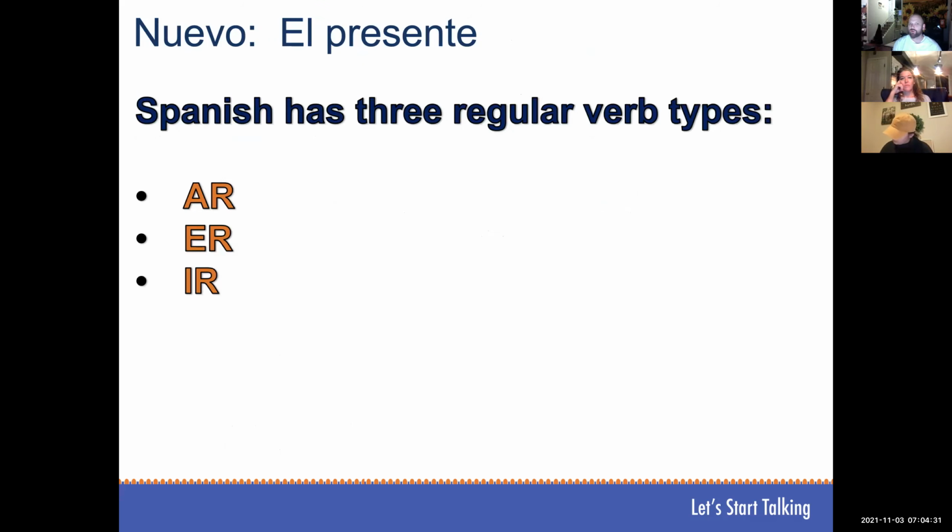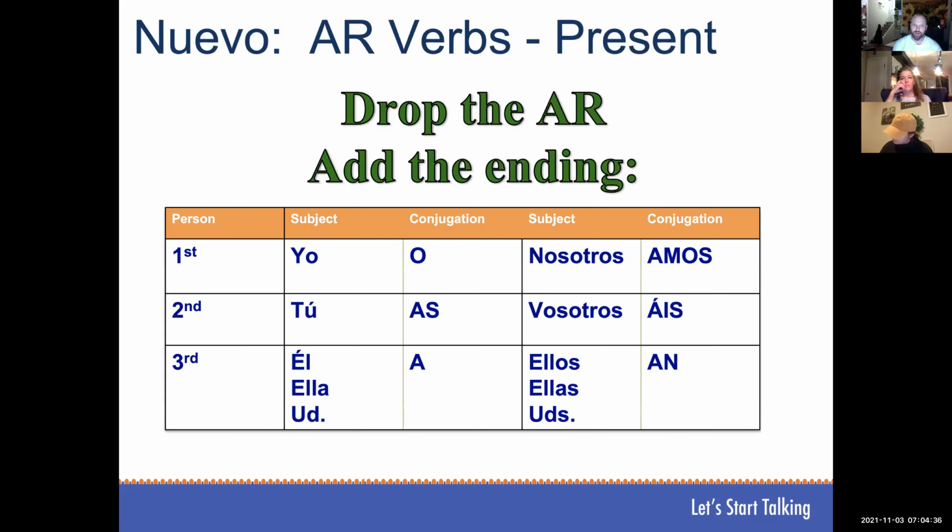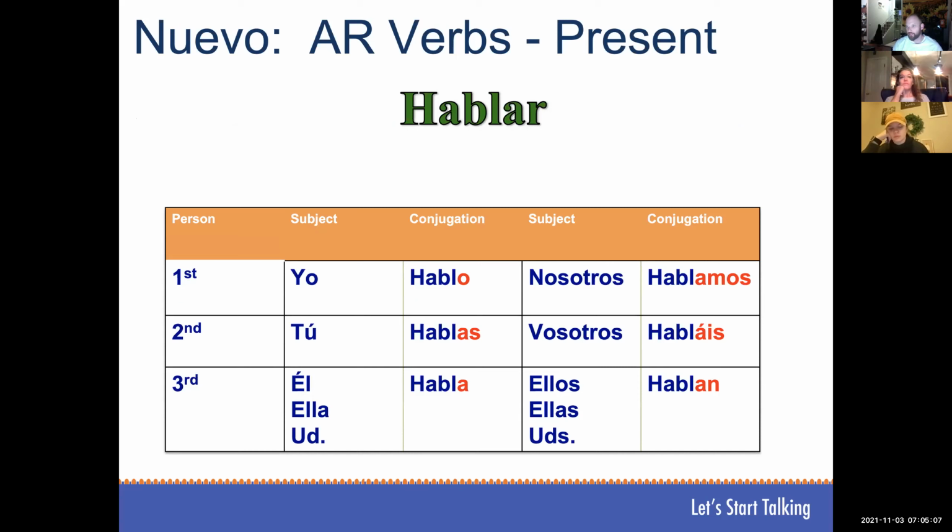So we've got three regular verb types in Spanish, verbs that end with AR, ER, and IR. Let's review these now. With our AR verbs, the rule is you actually drop that AR ending, and then according to the subject, you add back these endings. So the yo form will end with o, the tú form ends with as, the third person singular ends with a, nosotros amos, if you're in Spain, vosotros áis, and then ellos, ellas, or ustedes would be an. So when we put it together with a verb like hablar, this is what we get.